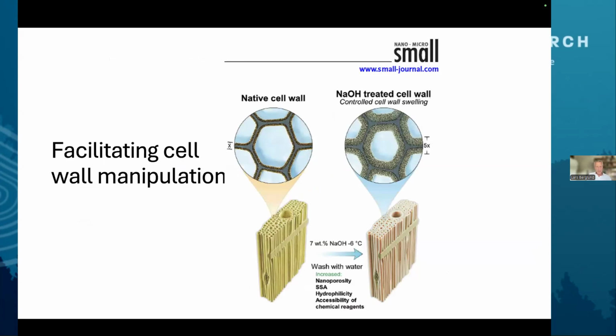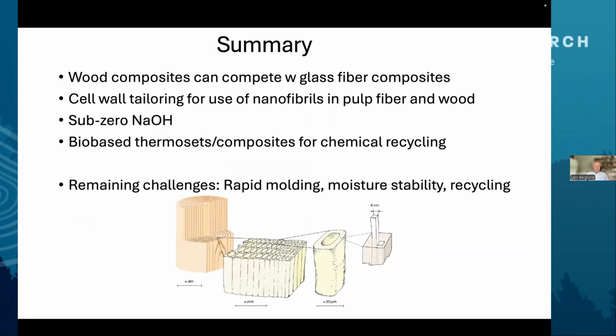By using this low temperature treatment, we can obtain very large cell wall swelling, and that is interesting for many other types of modification. If I summarize, I hope I've convinced you that in terms of mechanical properties, wood composites can really compete with glass fiber composites.